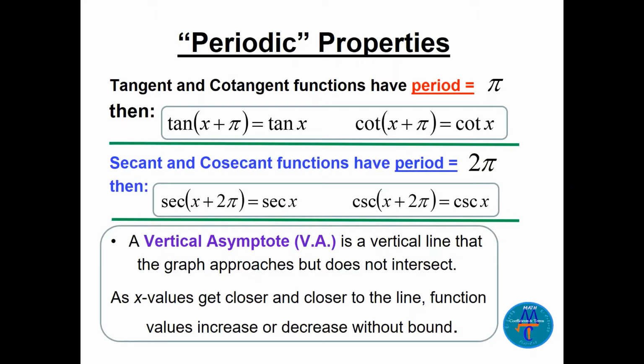Now, I mentioned before, the cotangent function has a period of pi, as the tangent, and the cosecant has a period of 2 pi, as the secant and sine and cosine also. The vertical asymptote, we have mentioned earlier, is a vertical line that the graph approaches but does not intersect.